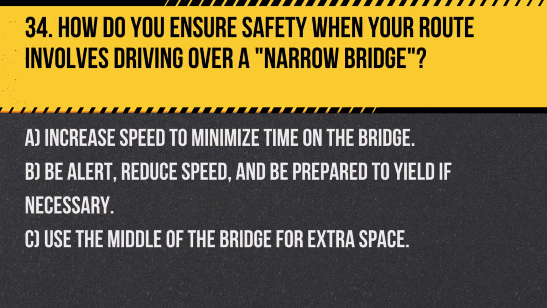Question 34. How do you ensure safety when your route involves driving over a narrow bridge? A. Increase speed to minimize time on the bridge. B. Be alert, reduce speed, and be prepared to yield if necessary. C. Use the middle of the bridge for extra space.